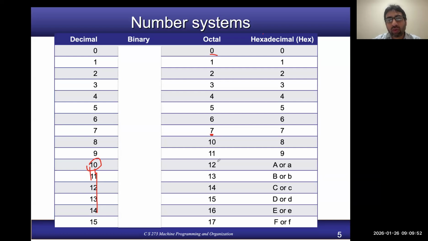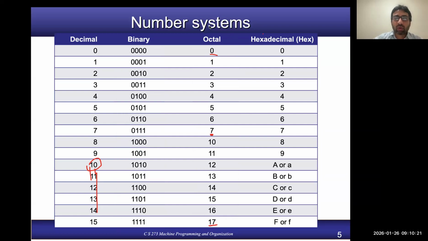So we have 10, 11, 12, up to 16, 17, and at this point, the next number after 17 in the octal system will be what? It will be 20, right? Because we will increment the digit in the second, most significant place, so it will become 2, and we replace the 7 with 0, right?